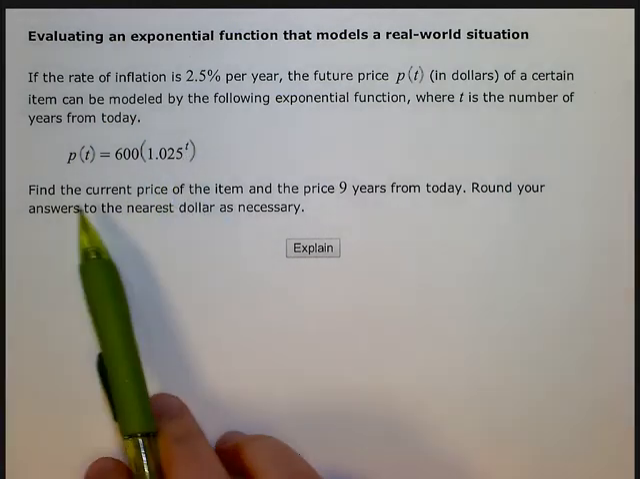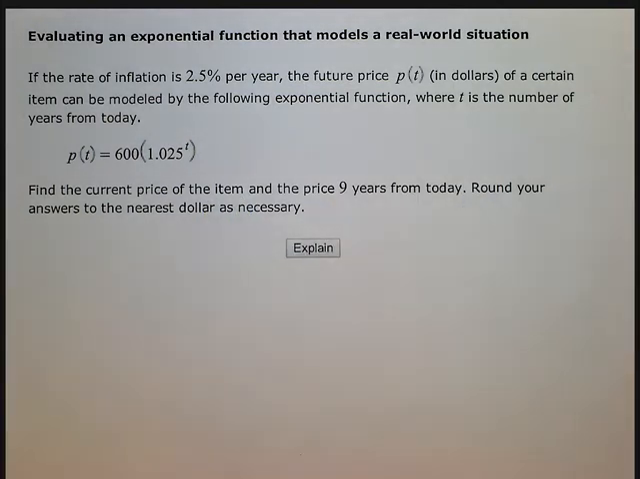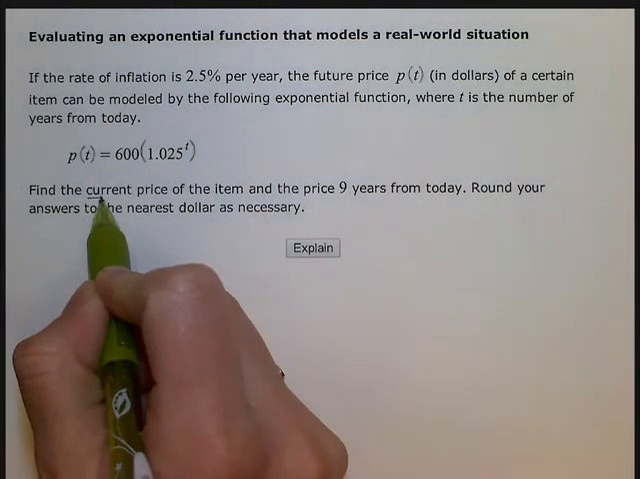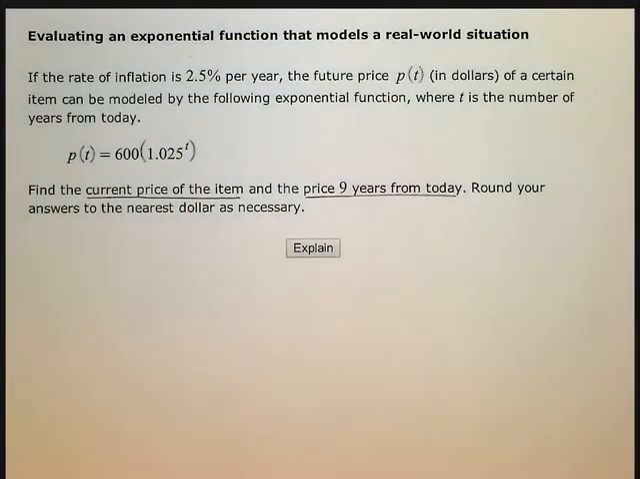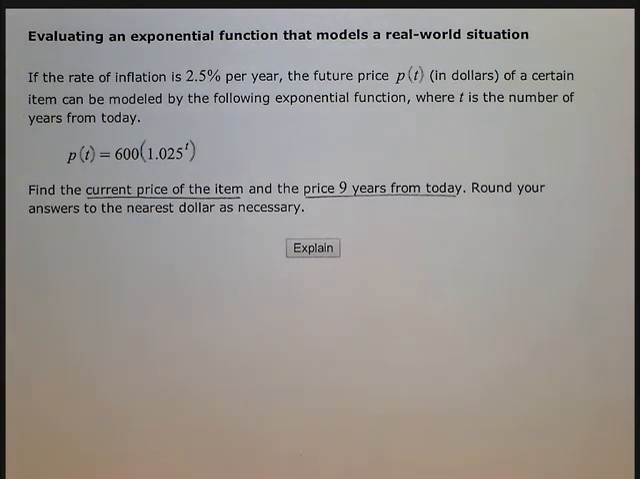Find the current price of the item and the price 9 years from today. Round your answer to the nearest dollar as necessary. Okay, so there's two things we're trying to find here. First, the current price of the item, and secondly, the price 9 years from today. Now, let's address the first one first, the current price of the item. There's actually two ways we can go about doing this, and I'll introduce both to you.